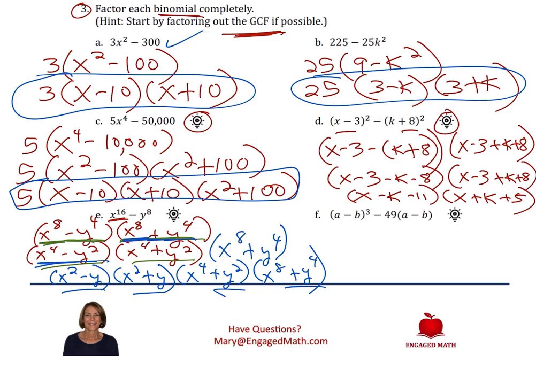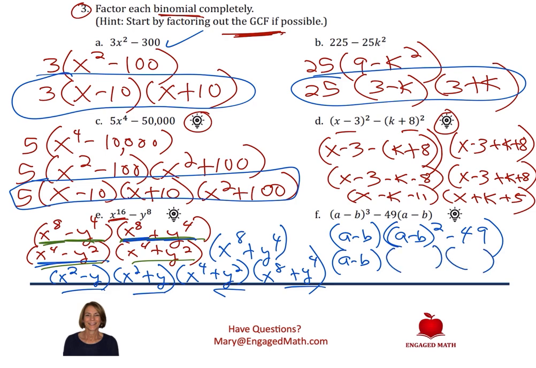Okay, look at this last one, and what we basically have is a minus b as our GCF. So it's a minus b times the quantity a minus b squared minus 49. And now we can leave out that a minus b, which is our GCF, and the part that I'm underlining in green is going to be these two parentheses. So that is now going to be a minus b minus 7 and a minus b plus 7.